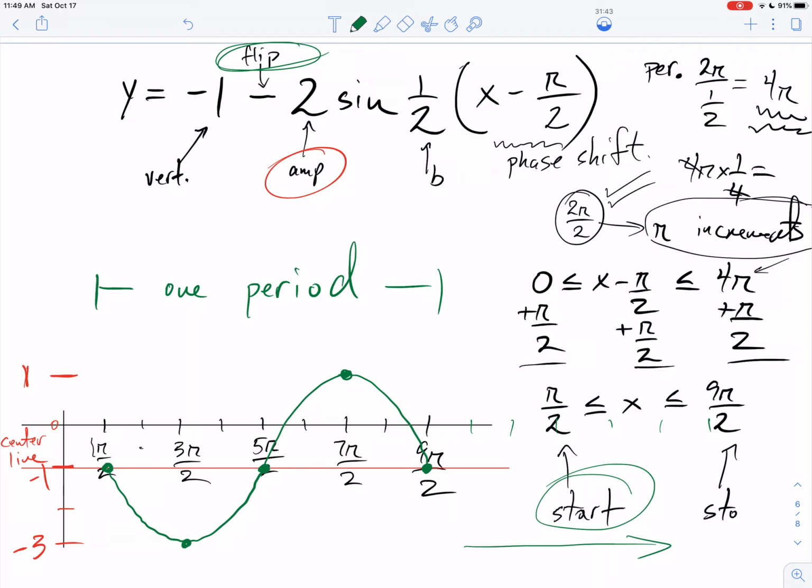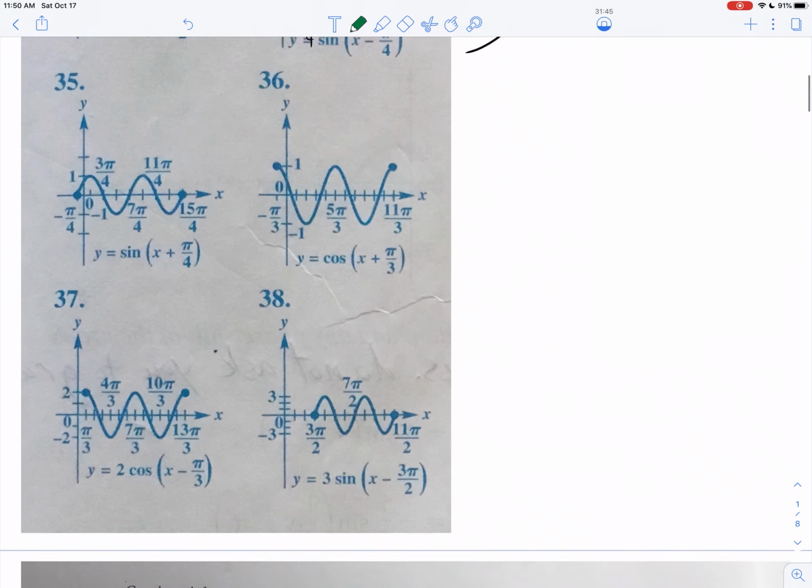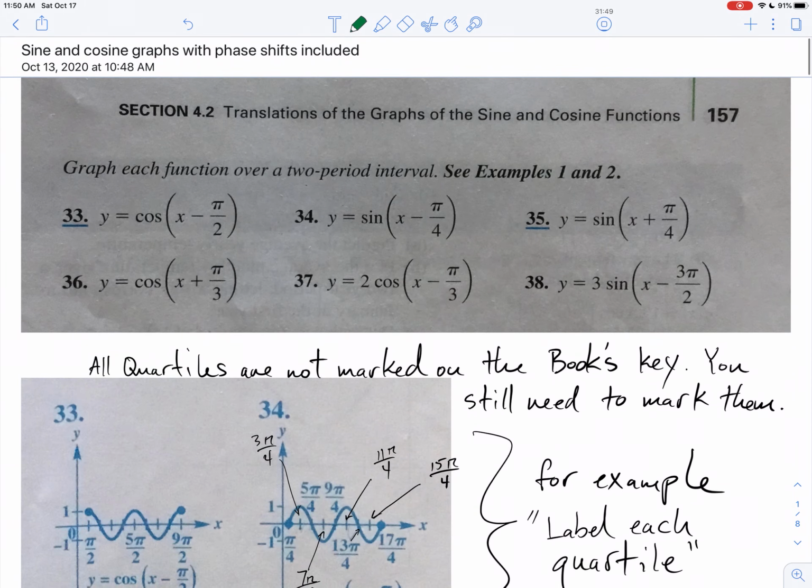So I got to tell you, here, I'm going to show you the assignment. Here it comes. The very first part, I left it in the view there. It's page 157 of your book. Problems 33 through 38. Okay? And all these say graph over 2 periods. So you can see the pictures right here.